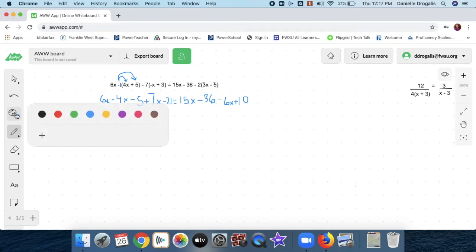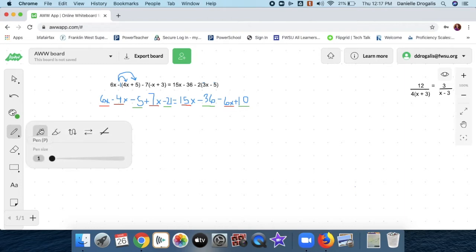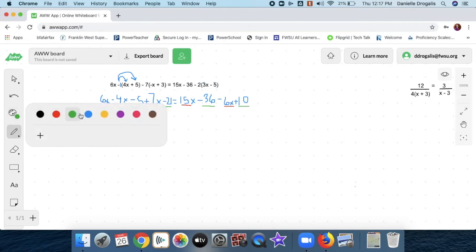Okay, so now we're going to take a look and realize we've got a slew of like terms here. Those are like terms. We've got x's over here that are also like terms. We'll just clean up on all sides at the same time. And this negative 5 will combine with negative 21. And on this side, we can clean up the negative 36 with the positive 10. All right, so we're going to get to work.